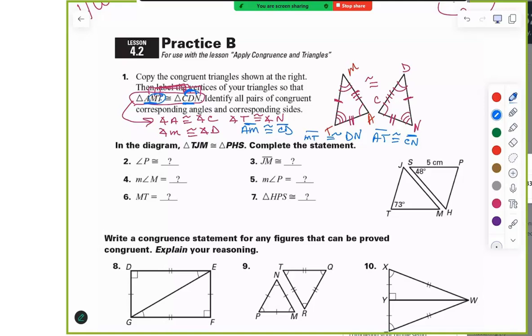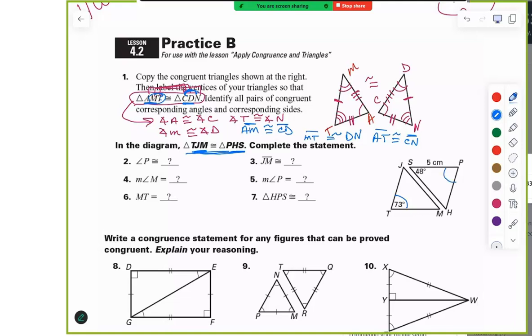Now let's look at this question down here. In the diagram, triangle TJM is congruent to PHS. So then they want us to complete the statements. Before you try to complete the statement, this is what I want you to do. I want you to illustrate or annotate this diagram. If you know that this statement is true, let's mark the angles. The first angle is T. We'll make T a single. P is the first angle over here.